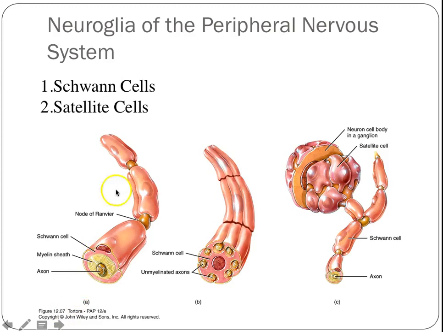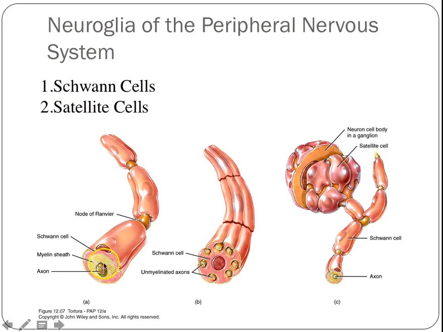Okay. In the peripheral nervous system, so now we're talking about outside the brain and the spinal cord, we also have some neuroglial cells. Not as many, just 2 different types. We have what are known as Schwann cells, and these Schwann cells are going to be analogous to those oligodendrocytes that we found in the central nervous system.